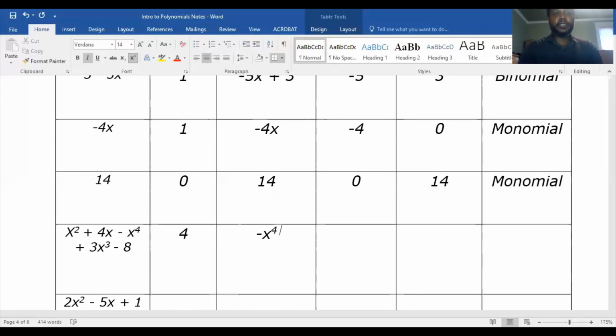What's next? Negative x to the 4th. Now what's next? Positive 4x. That's not next. What's our next exponent after 4? We're looking for exponents. What's the next biggest? Positive 3x cubed. Perfect. Yep.